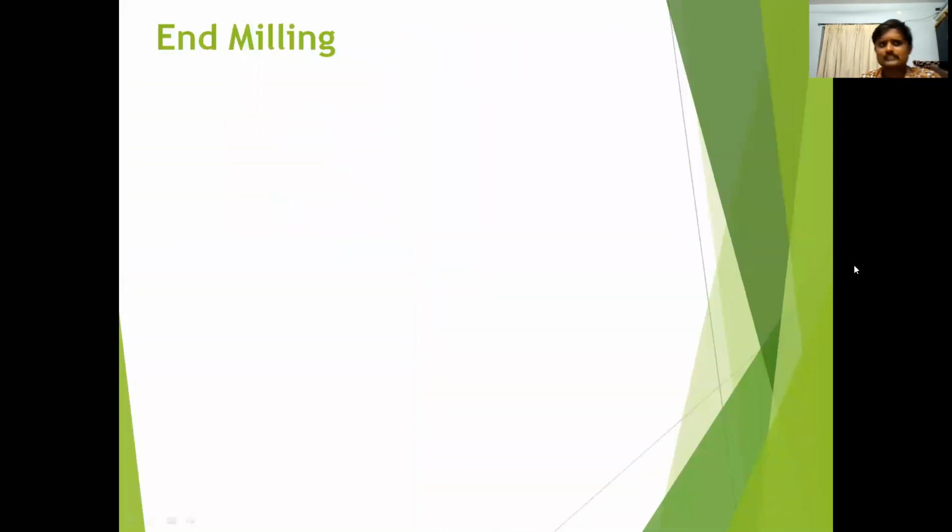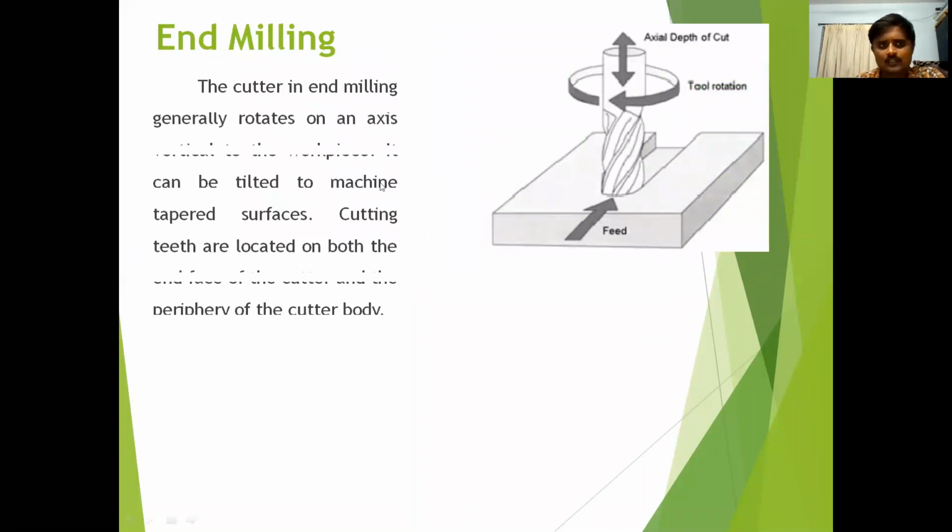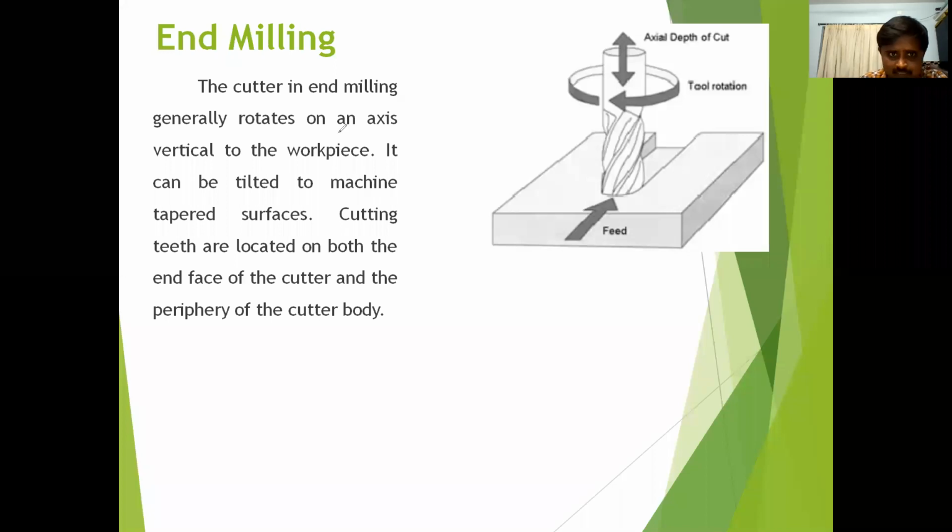Now next we'll see the end milling. What is the end milling? Here the cutter in end milling generally rotates on an axis vertical to the workpiece, just like the face milling. The axis of rotation of the cutter is vertical to the work surface. It can be tilted to machine taper surfaces also. So we can tilt this cutting tool to machine the taper surfaces. Not only for the flat surfaces, it is used to remove the metal from the taper surface also.